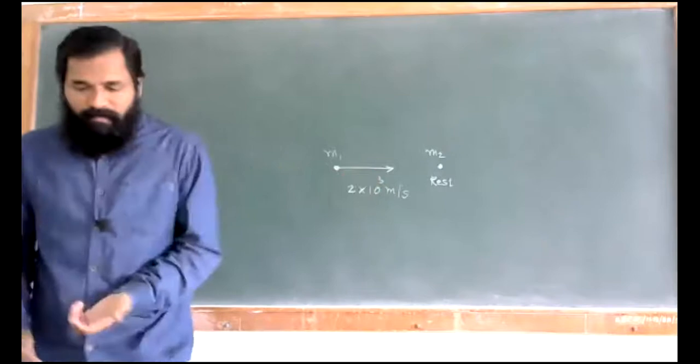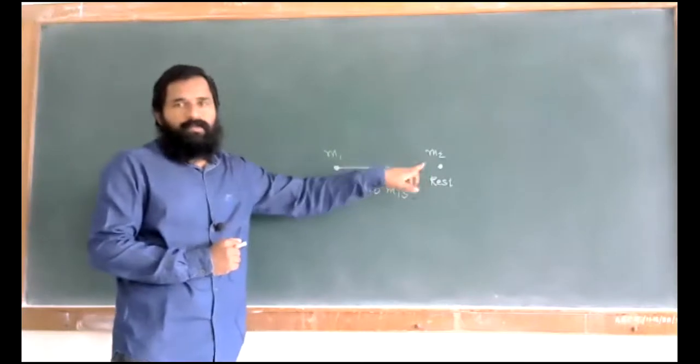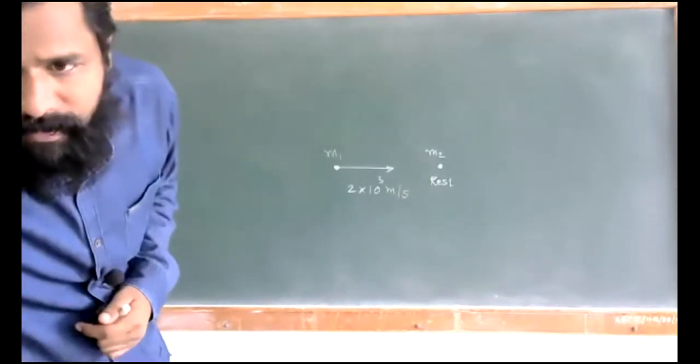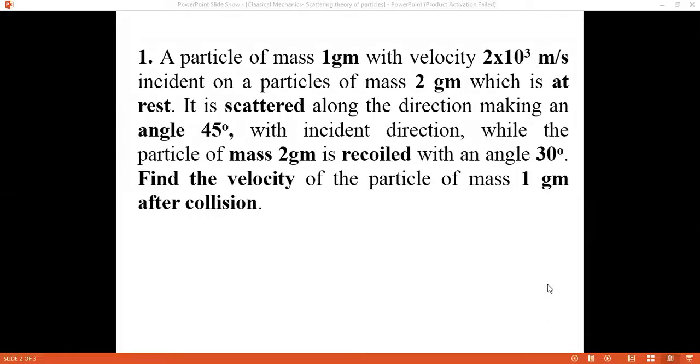This is our laboratory frame of reference, where one particle is approaching another particle and the second particle is at rest. Now what will happen next? The next part is given: the masses, let us say, are 1 gram and 2 gram. After collision it will get scattered at an angle of, let us say, theta equal to 45 degrees.